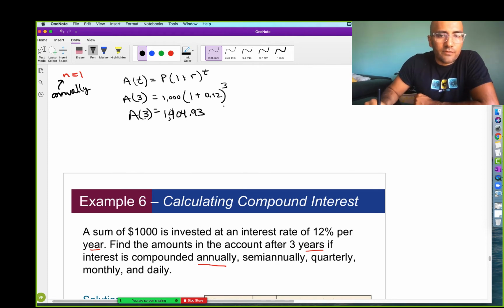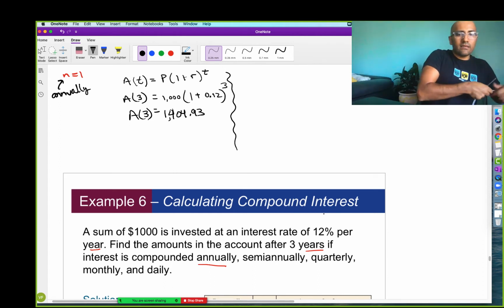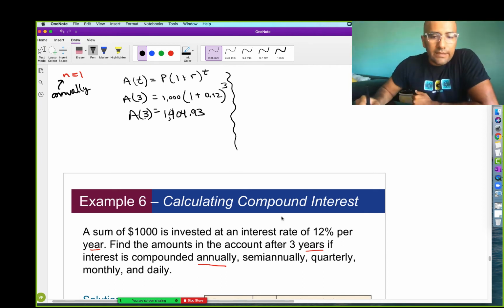Interest after 3 years. Okay, so then the next one was semi-annually, quarterly, and then finally monthly and daily. All right, I'm not going to do them all for the interest of time, so let's just skip around. Let's say quarterly. Quarterly means that it happens every 3 months, 4 times a year, right? So this is the case where n equals 4. n equals 4 is quarterly.